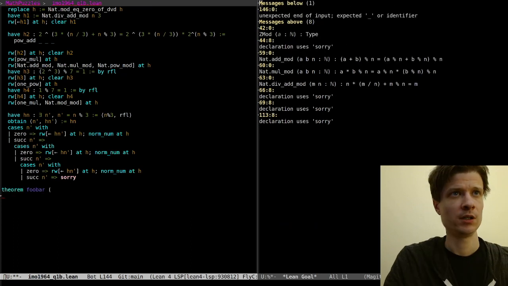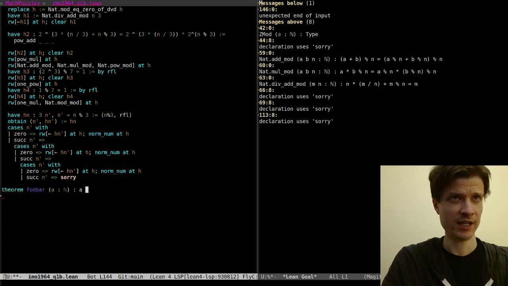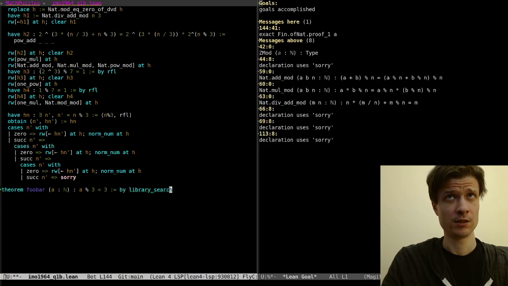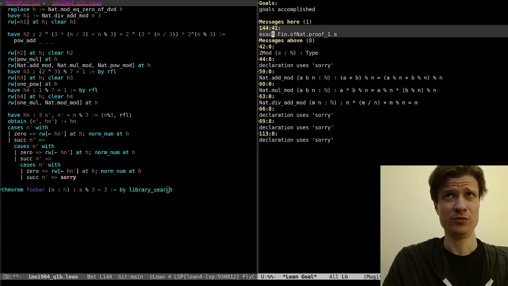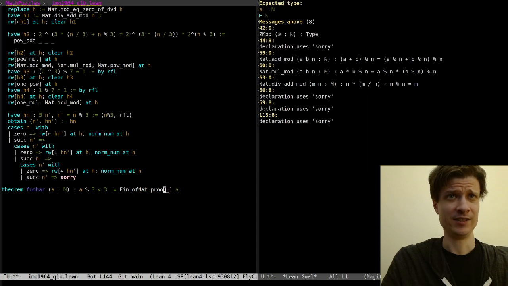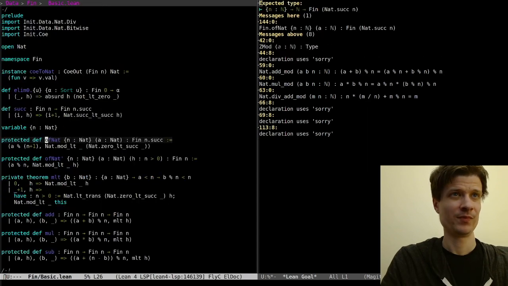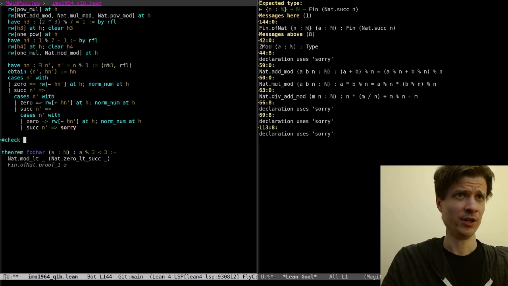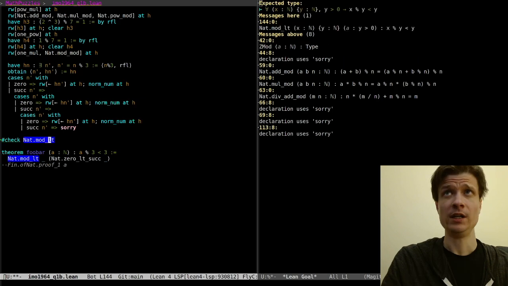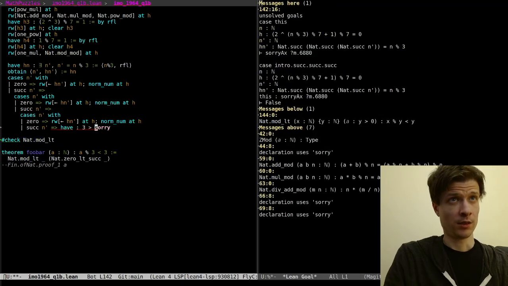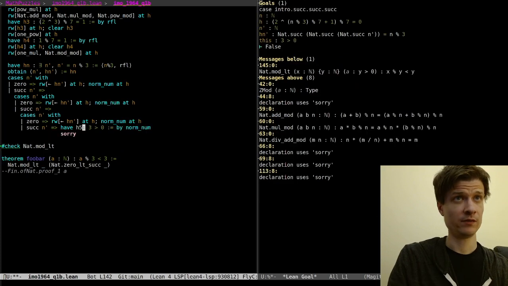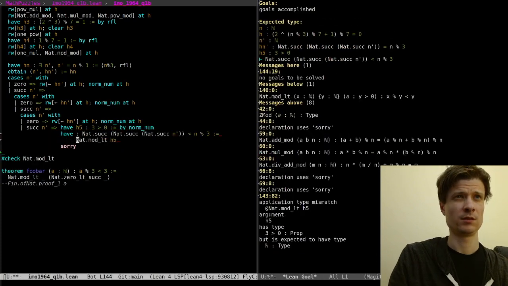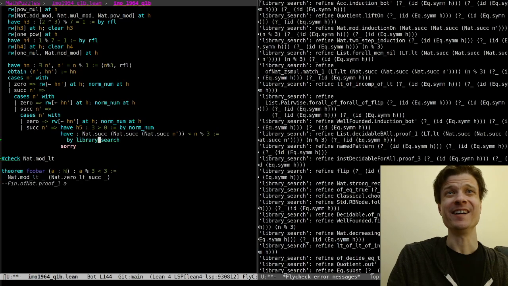Let's try library search. I just want to prove that a % 3 is less than 3. There's probably a lemma that does this. Fin.ofNat proof 1a. That's not something that's intended to be used. Maybe I can steal this proof. Nat.mod_lt. If y is greater than 0. So we just need that 3 is greater than 0. 3 greater than 0 by norm_num. Come on. Okay, that means library search failed.